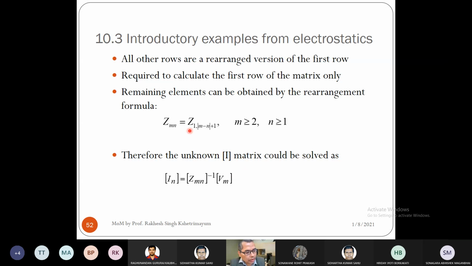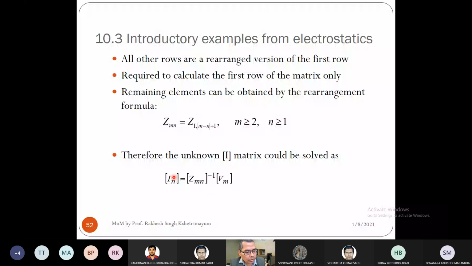So here is the way of finding the other elements of the different rows. From the first row, you can find out all other rows. Second row, third row, and fourth, and so on, using this relation here. So now you have the Z matrix. If you want to find the I matrix, you can take the inverse of the Z matrix, multiply with the B matrix, you get the I matrix. Once you have the I matrix, you can find out the unknown function.